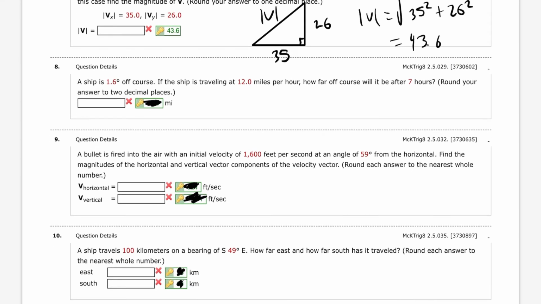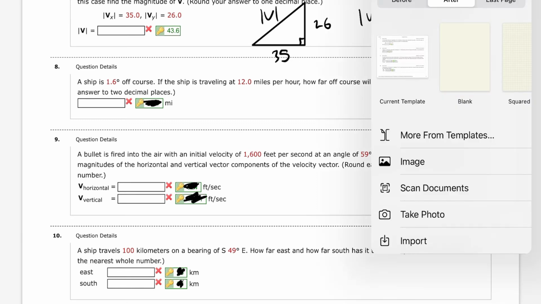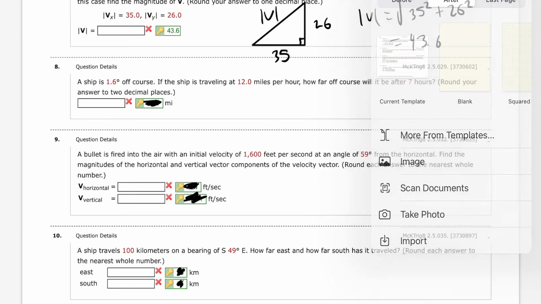All right, the next one says a ship is 1.6 degrees off course. If the ship is traveling at 12 miles per hour, how far off course will it be after 7 hours? So for this problem, I would recommend drawing a triangle. So let's draw our triangle. Let's do this on a separate sheet. It's 1.6 degrees off course.